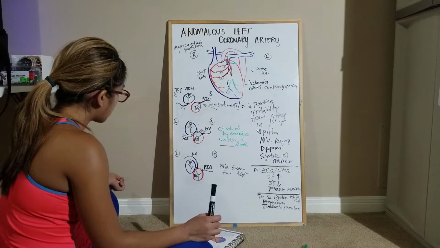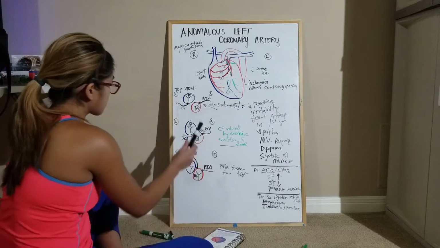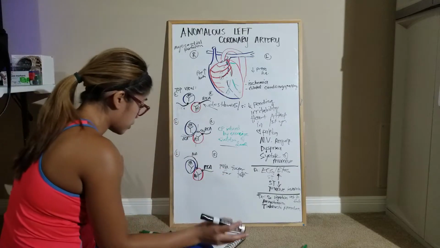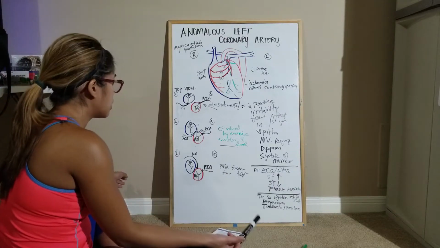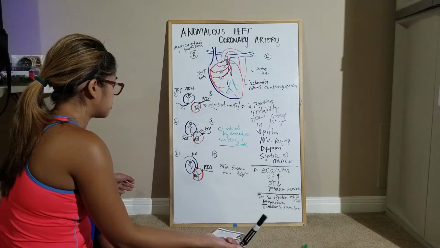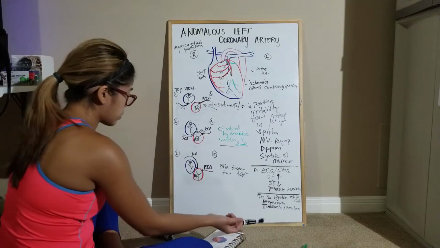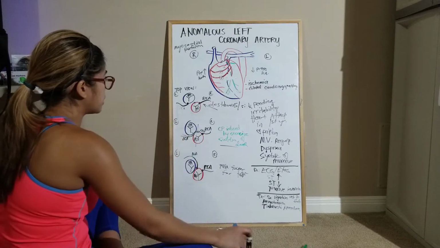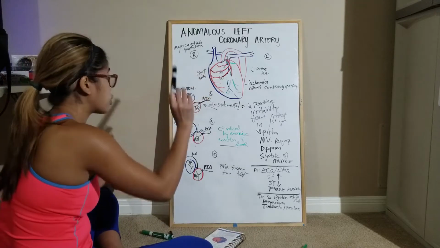I'm not sure what this means. I'll leave it all to you guys to look up. But it's called the Takeuchi procedure. I'm not going to dwell that deep into this topic, but that's one of the treatments for pulmonary artery origin of the anomalous left coronary artery.